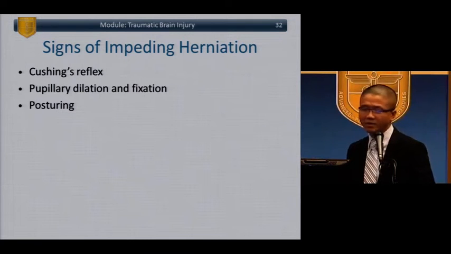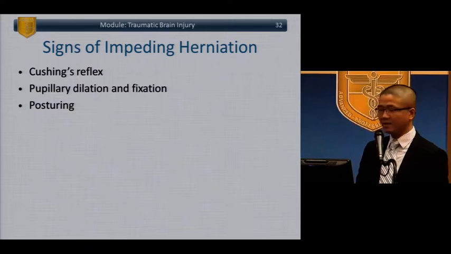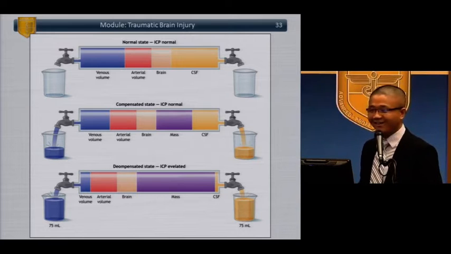We talked about pupillary dilation and fixation. Posturing is a very, very late sign. I would argue if the patient didn't posture before and is now posturing, we probably missed the boat. There was probably a window where we should have been able to pick up that the patient has signs of impending herniation. I think there's a question about it later, so I don't want to spoil the surprise.